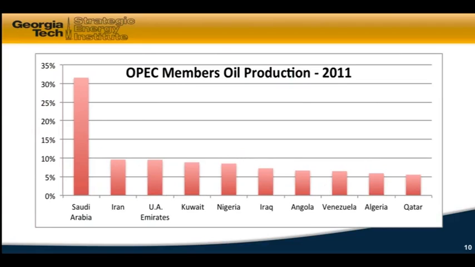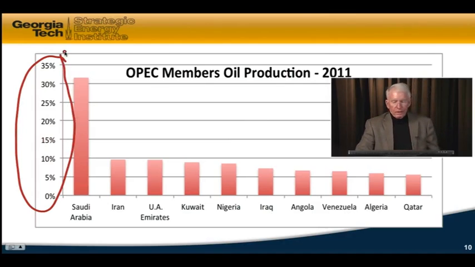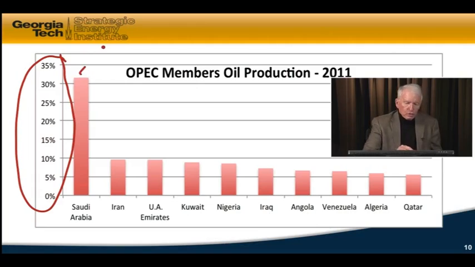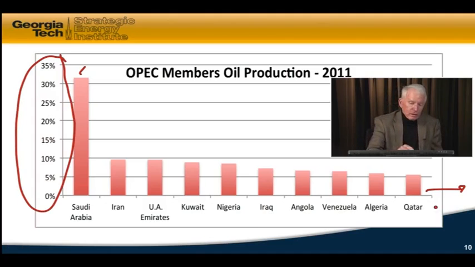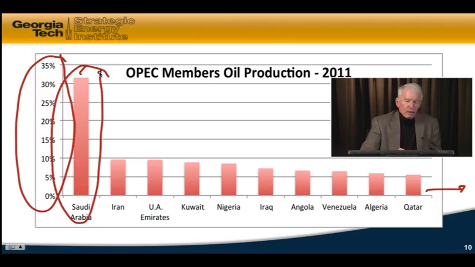Why do I say that? Because of this data right here. You see that this is the percent of total OPEC production produced by each of the countries. OPEC members' production in 2011. Here, Saudi Arabia produces over 30% of the total OPEC members' oil production. Number 2 is Iran, that is less than 10%. United Arab Emirates is about the same, about 10%. Kuwait, Nigeria, Iraq, Angola, Venezuela, Algeria, and Qatar, and the others, that's not all of them, there are about 3, I think, others, but they are less than 5%. But the point is that Saudi Arabia is the big dog on the block.